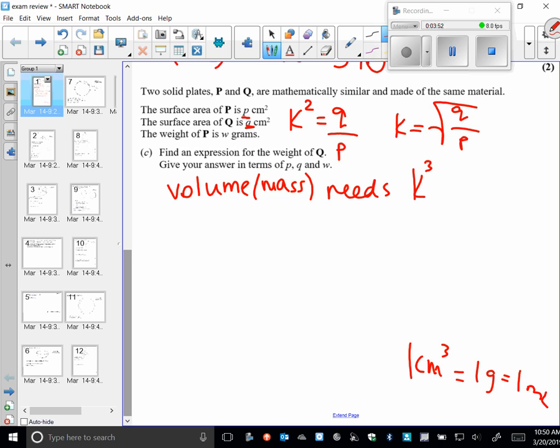had a test with it last year, I remember, and an assignment. When you're choosing your scale factor order, it will be image over original. Now when I say image, I mean the other shape. So for this one, because they've given you information about P, that indicates that P is your original one, which means the information about Q is your image. So that's why it's Q over P. And you're doing scale factor because it says they're mathematically similar. Correct. Yeah.